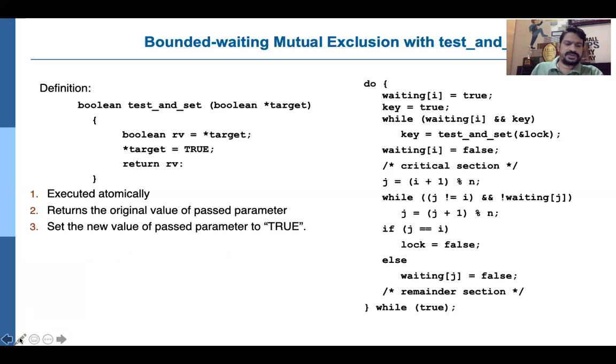Let's try to understand the code first. So what is the code? Code is waiting. Waiting will tell about the interest of any process. Let's say we have n number of processes.